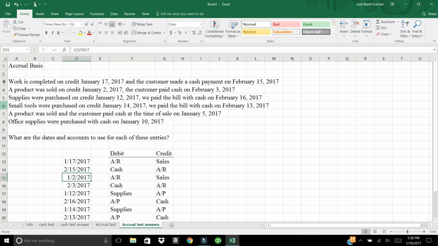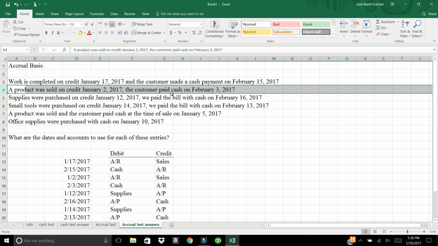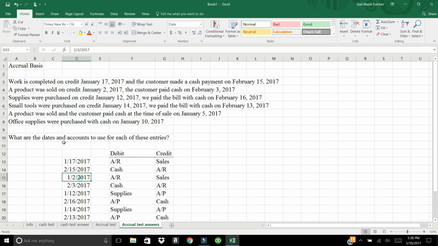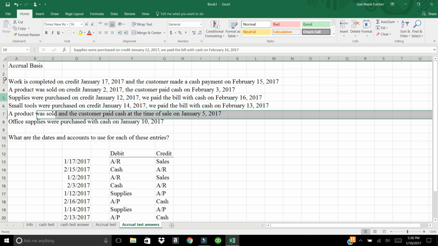So our next problem, a product was sold on credit January the 2nd. That's the first part of it. So January the 2nd will debit accounts receivable and credit sales. The second part of the problem is when the payment was made, we received the cash. That date is February the 3rd. Cash will receive a debit and accounts receivable a credit for whatever the dollar amounts are. We're not using dollar amounts. This is just for practice.